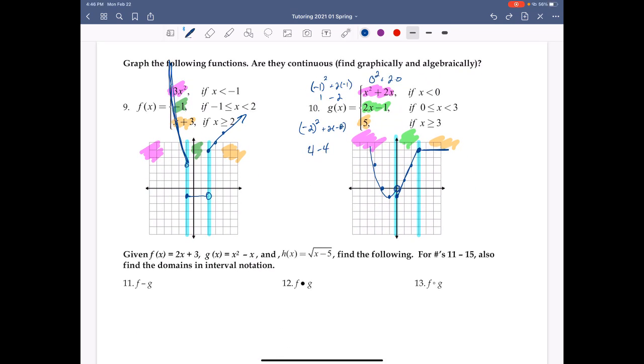You'll notice neither of these are continuous. We have to pick up the pen or pencil as we draw these. Number 10 got close. If that parabola part was moved down 1 unit, it actually would have ended up being continuous, but it was not. So that's that. That's how you graph piecewise functions.